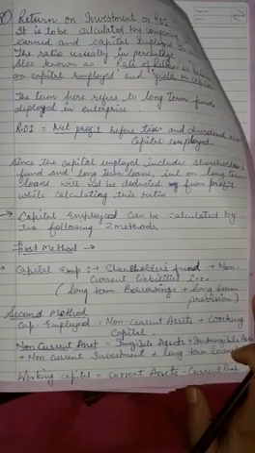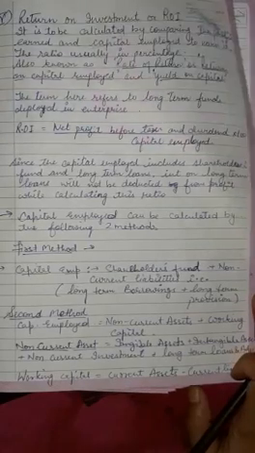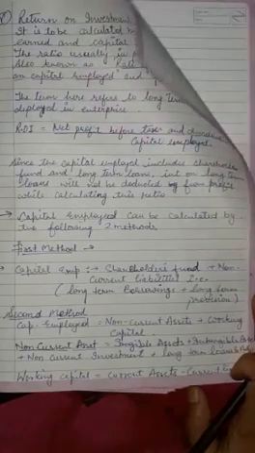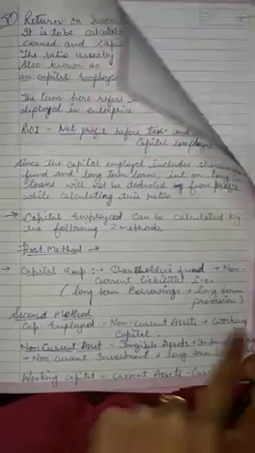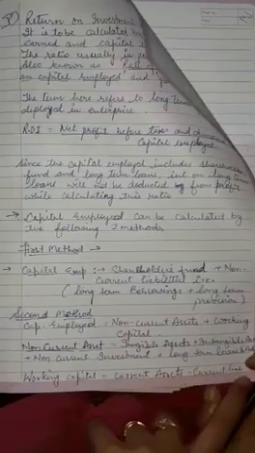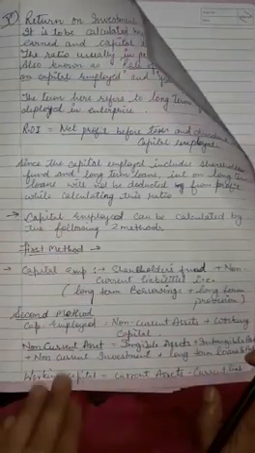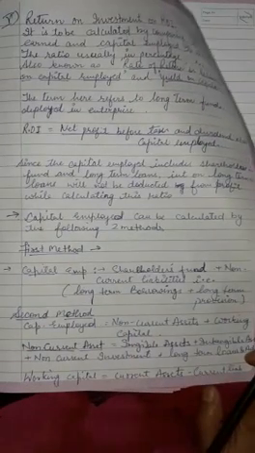And non-current assets we can calculate as tangible assets plus intangible assets plus non-current investment plus long-term loans and advances. And here we need the working capital also, and for calculating the working capital we use the formula current assets minus current liabilities. So this is the theoretical portion of the return on investment or ROI.